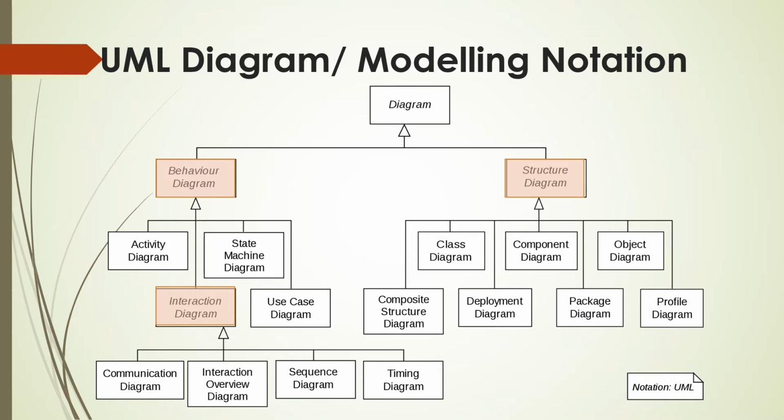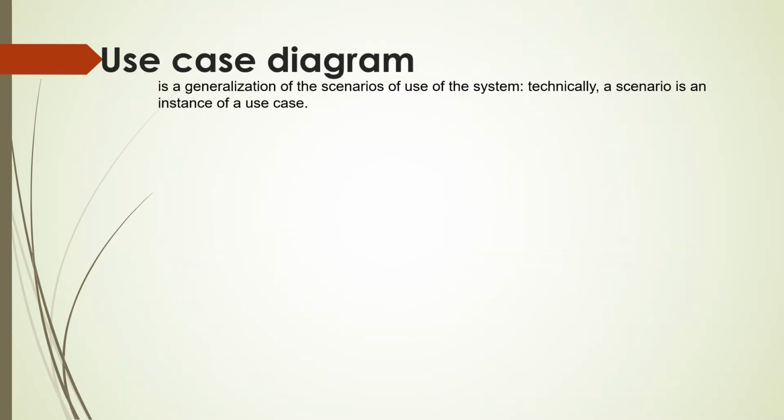In Kevin Lano's book, he identified 8 types of diagrams: use cases, class, object, state machine, communication diagram, sequence diagram, activity diagram, and deployment diagram. But he emphasized only 3 diagrams out of the 8. These are the use case, class, and the object diagram. Let's start with the use case diagram.